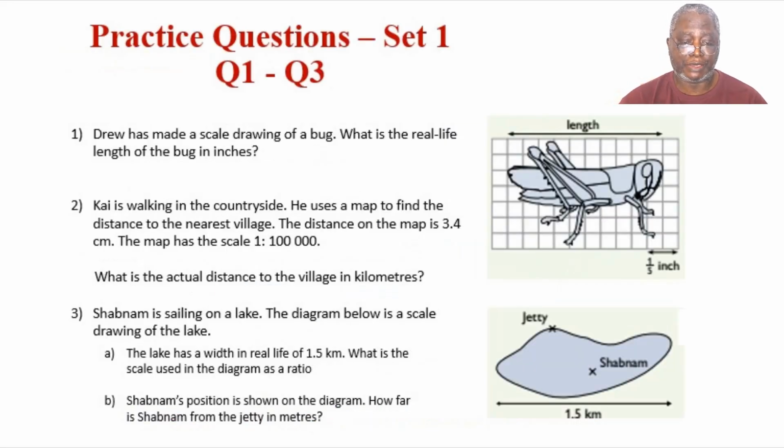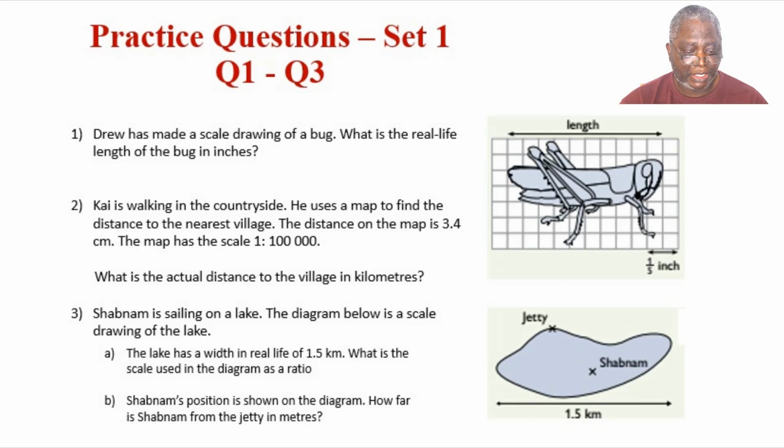Practice question set 1. Questions 1 to 3. Drew has made a scale drawing of a bog. What is the real life length of the bog in inches? Question 2. Kai is walking in the countryside. He uses a map to find the distance to the nearest village. The distance on the map is 3.4 centimeters. The map has the scale of 1 to 100,000. What is the actual distance to the village in kilometers?